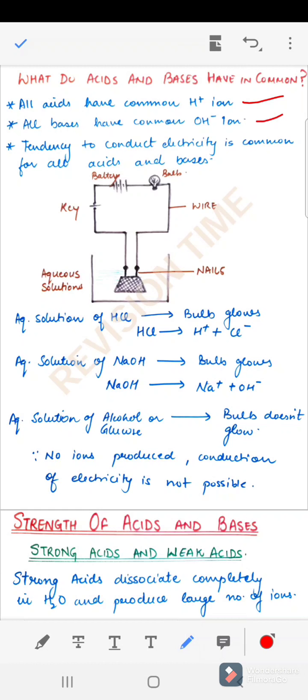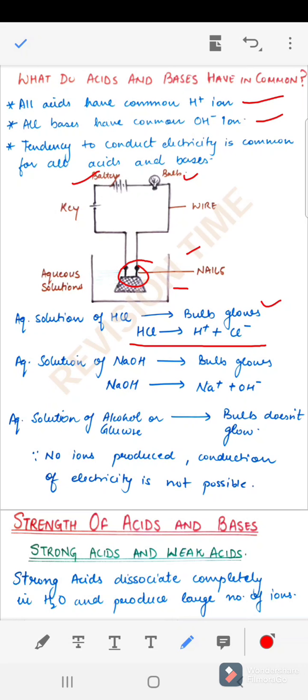So we can have an experiment where we have this beaker in which we have the aqueous solutions, and these are the iron nails, and this wire setup has a battery and bulb. So what happens when first of all we use the solution of HCl? The bulb will glow. HCl dissociates into ions, that is hydrogen ion and chloride ion.